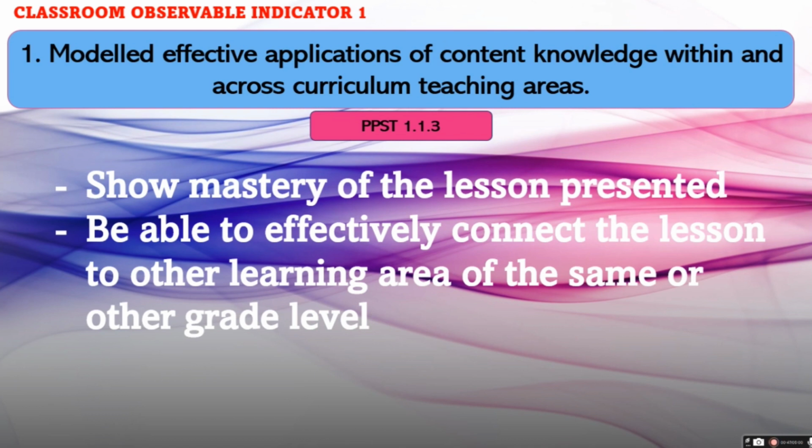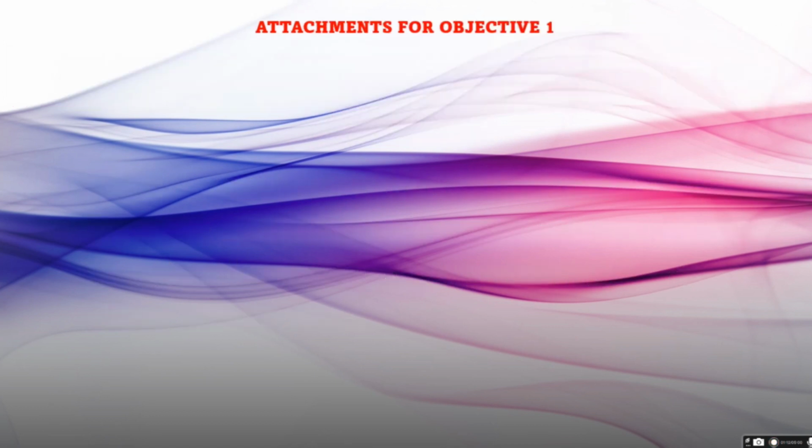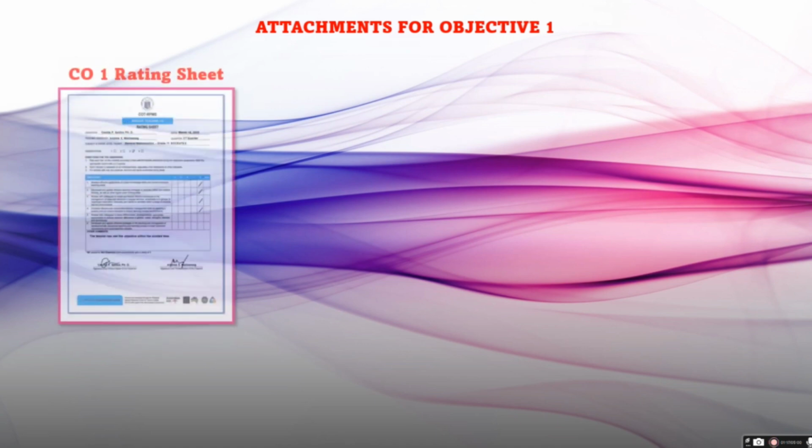Dapat yung lesson natin na i-connect natin sa mga iba pang learning areas sa same level na tinuturuan natin at pwede rin galing sa ibang level. Now, kailangan mag-reflect din ito sa ating lesson plan. With that, pag na-prove natin that we effectively apply content knowledge within and across curriculum teaching areas, this is going to be our attachments for Objective 1.